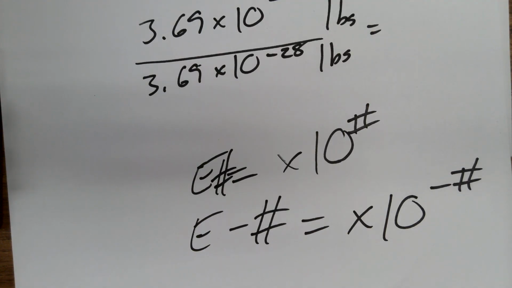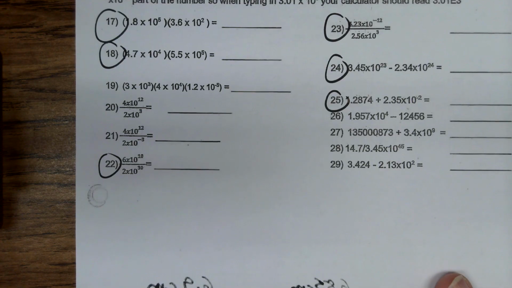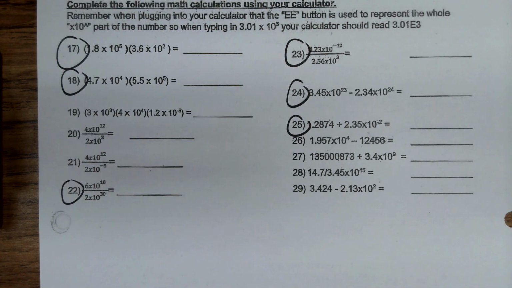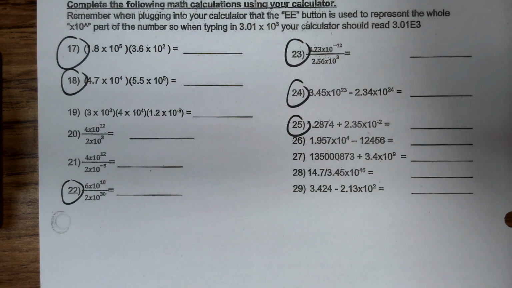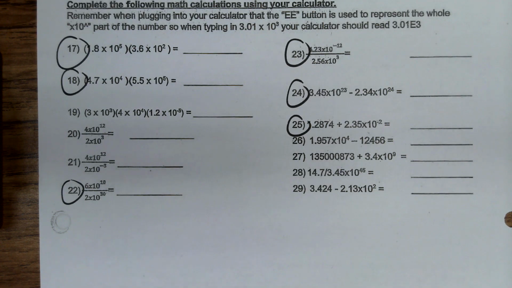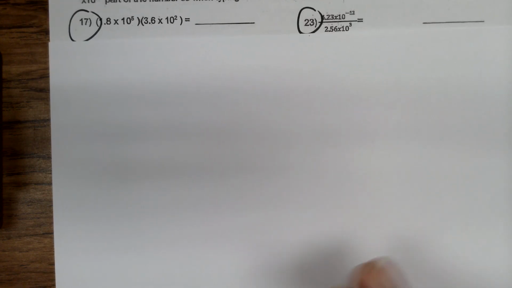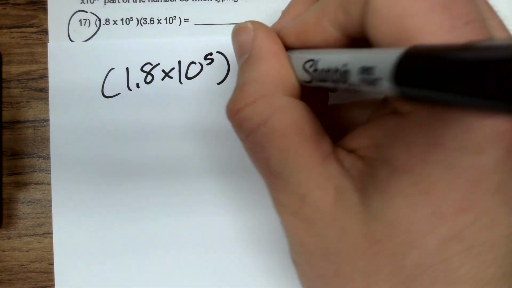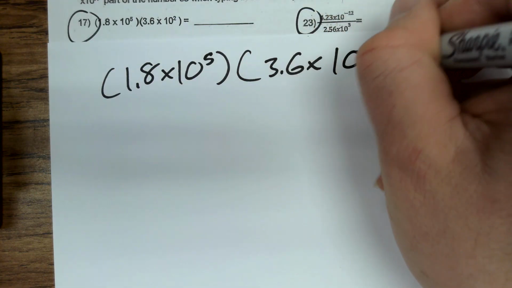Let's put it to practice. On the back of your homework, I had a couple questions. I'd like for us to walk through number 17 together, and I'm going to have you guys do 18 by yourself. So if you get a head start on me, you can go ahead and knock that one out. So 17: parentheses, 1.8 times 10 to the power of 5 times 3.6 times 10 to the power of 2.